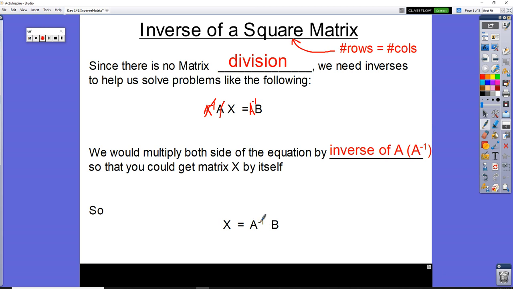And we could just do our matrix multiplication to figure this out, as long as the inverse of matrix A and matrix B have that property that you can multiply them. The number of columns from the inverse of matrix A would have to match the number of rows from matrix B.